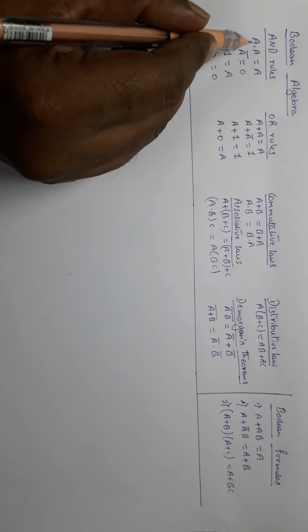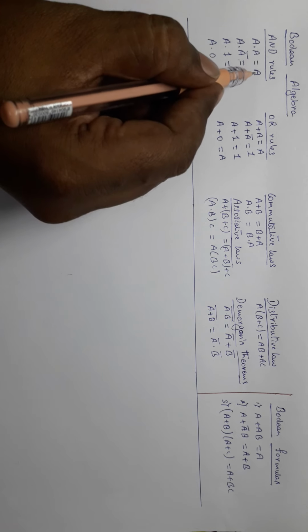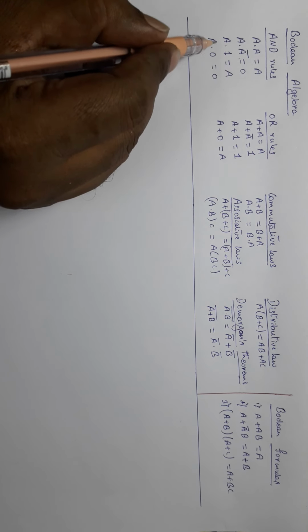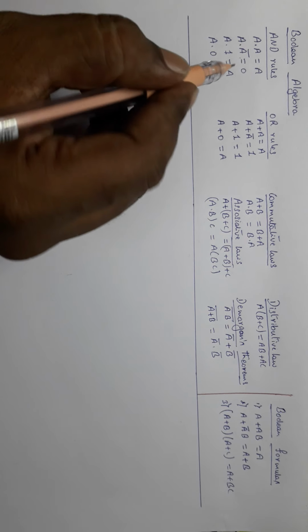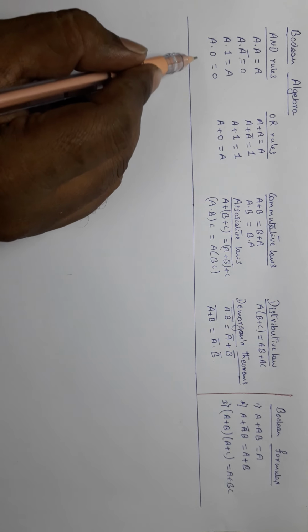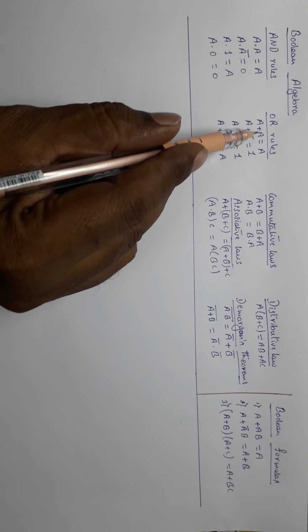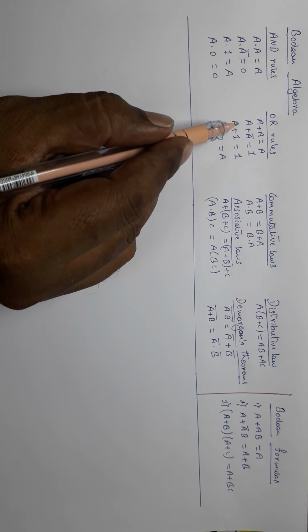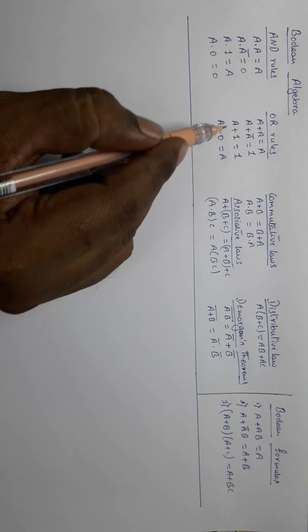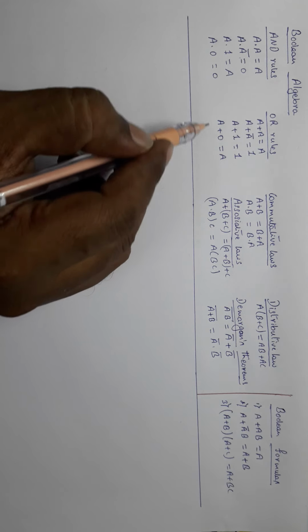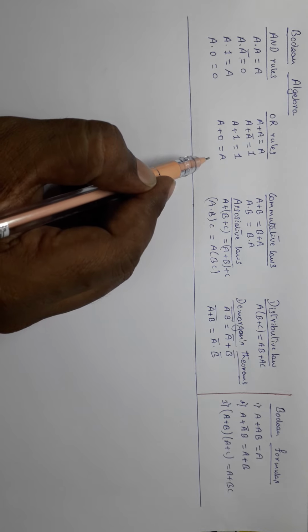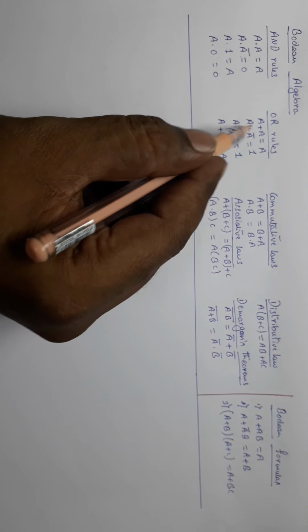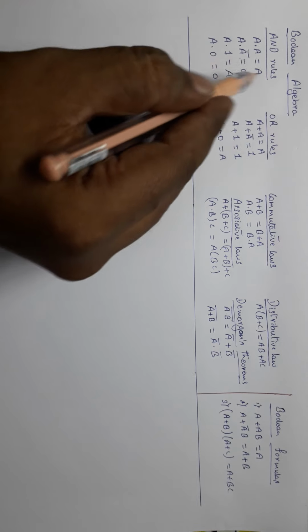The AND rules. A into A equals A. A into A complement equals 0. A into 1 equals A. A into 0 equals 0. OR rules. A plus A equals A. A plus A complement equals 1. A plus 1 equals 1. A plus 0 equals A. This is based on the OR gate. This is based on the AND gate.